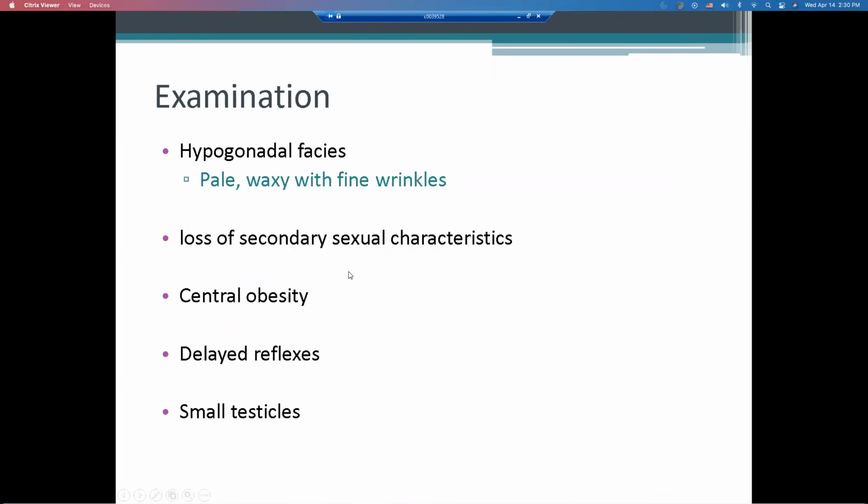Okay, how do you examine a patient with a non-secretory tumor? They might have some features, but not too many. In males, in general, if they're hypogonadal for a long time, they can have what we call hypogonadal facies, a pale, waxy face with fine wrinkles. It's not easy to distinguish, honestly. But you also have loss of secondary sexual characteristics like less facial hair and mustache and that stuff. You might have central obesity, but that's also common for other reasons. Delayed reflexes, maybe because of hypothyroidism, and small testicles because of hypogonadism.